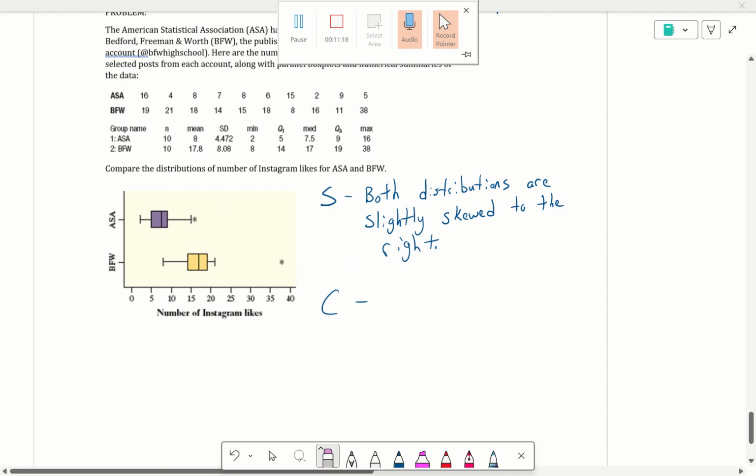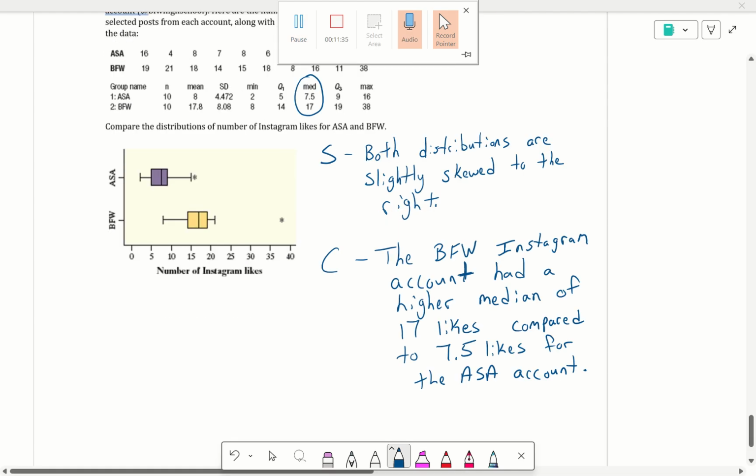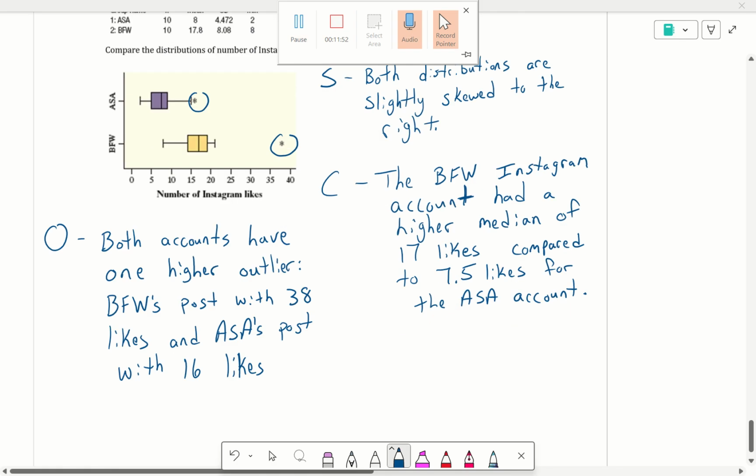So if we're going to be measuring center, we have outliers here, and with us having outliers, we want to look at the median. So let's look at the median of these two. BFW's median is higher than ASA's median, 17 compared to 7.5. So I wrote the BFW Instagram account had a higher median of 17 likes compared to 7.5 likes for the ASA account. All right, let's take a look at the outliers here. We have an outlier at 38 for the BFW account. We have an outlier of 16 for the ASA account. So I said both accounts have one higher outlier, BFW's post with 38 likes and ASA's post with 16 likes.